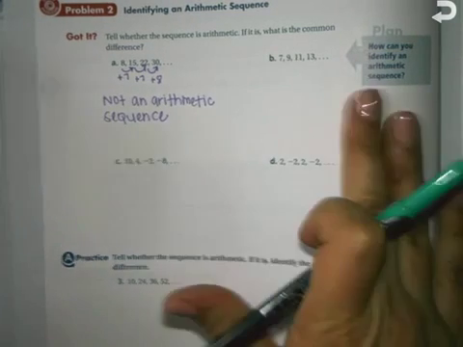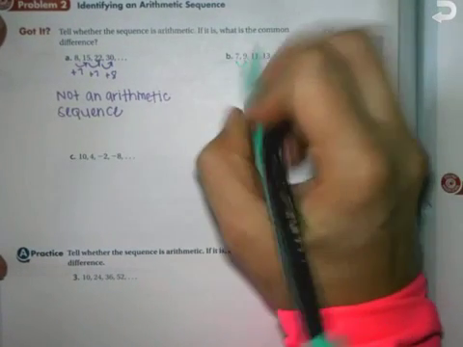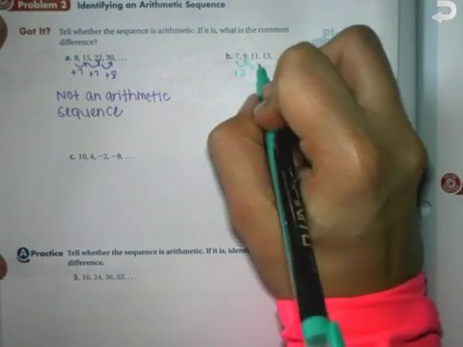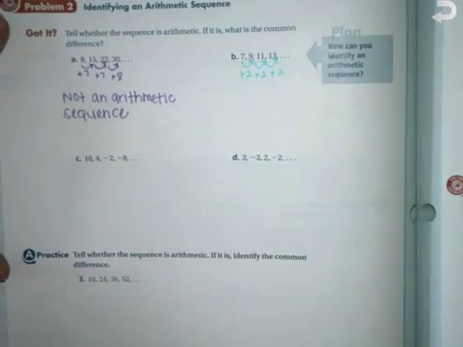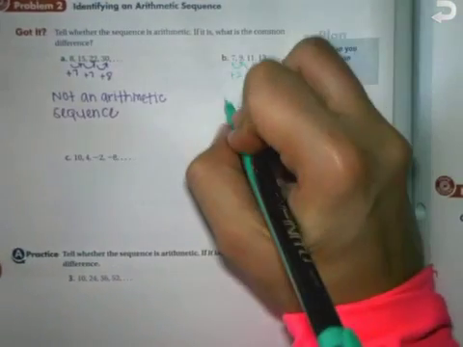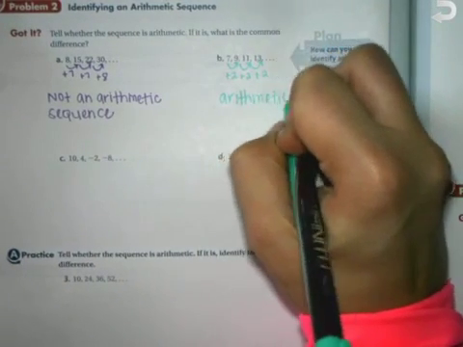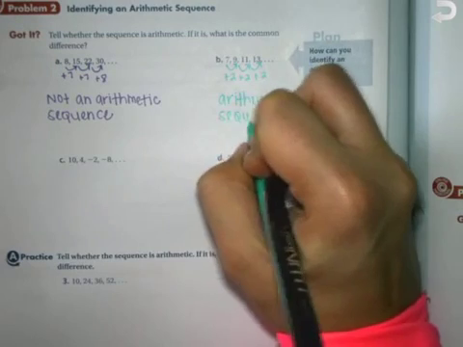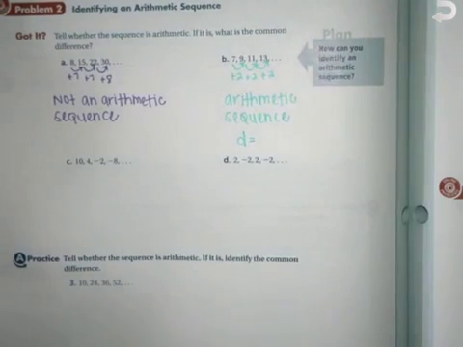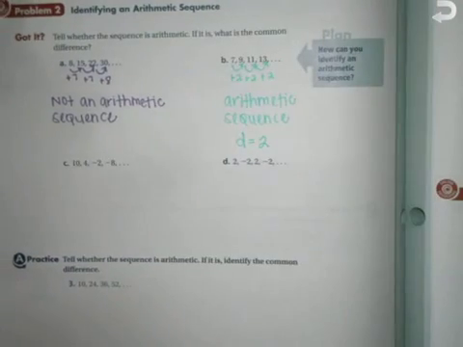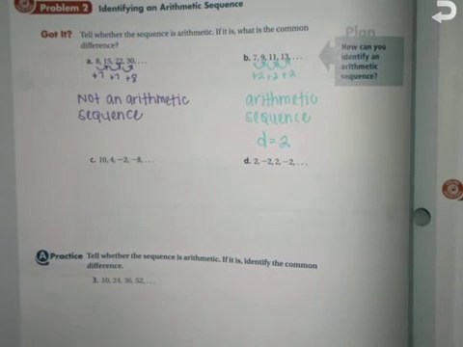So then let's look at B. In B, how do I get from 7 to 9? Plus 2. What about 9 to 11? And then 11 to 13? Okay, so is this one arithmetic? Yes, so we will say arithmetic sequence. And since it is, we can say that D is what? Positive 2. So far, so good? Okay, do C and D on your own.